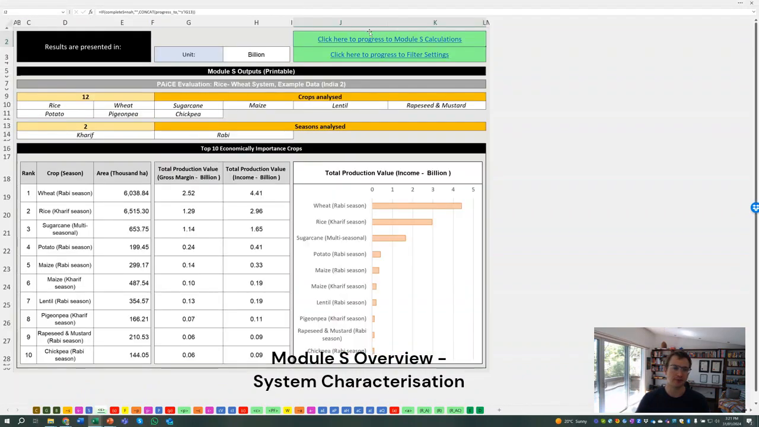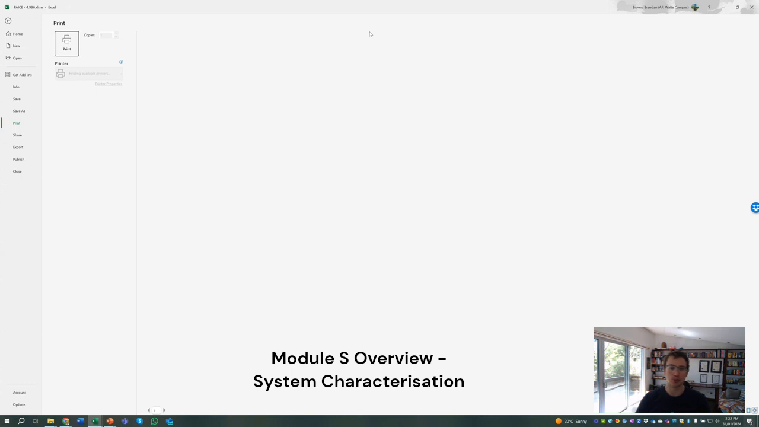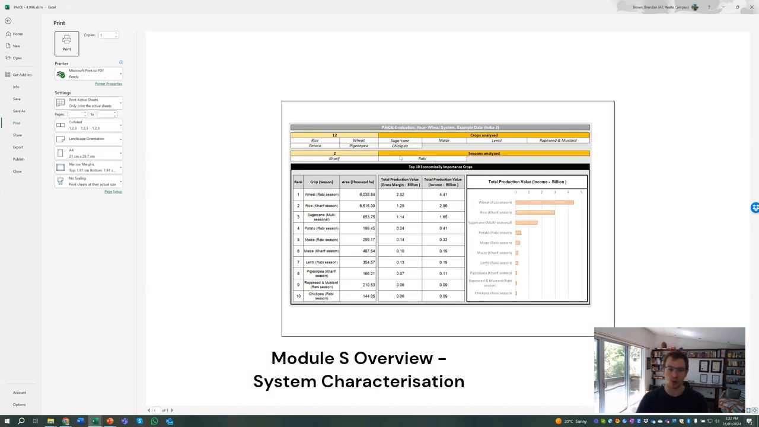What we use them for is to then understand what are the crops that are of most importance in each location. So you can see here in this results page, if we press Control P, we'll go to a print page and we can print a report.